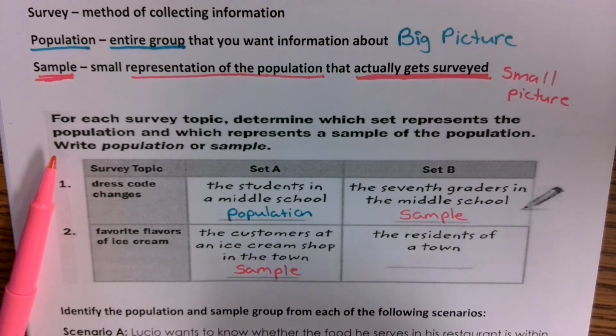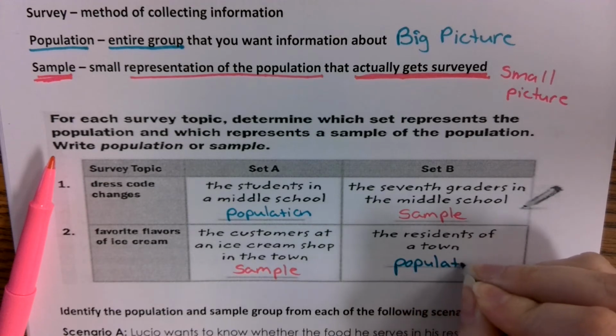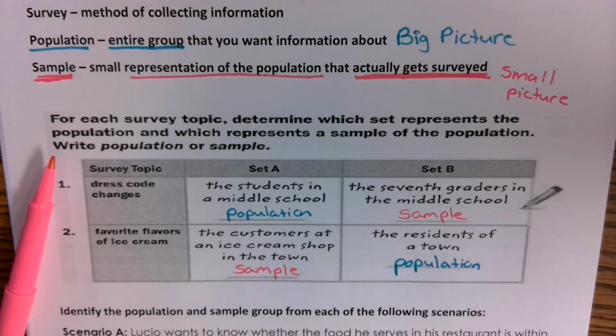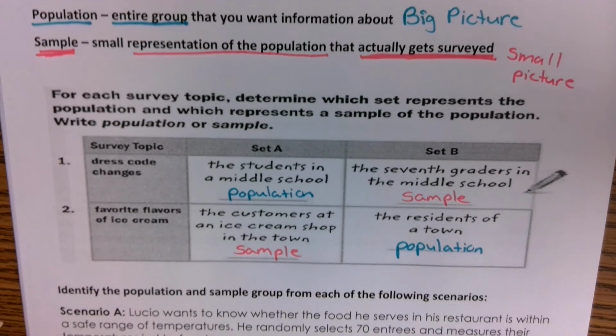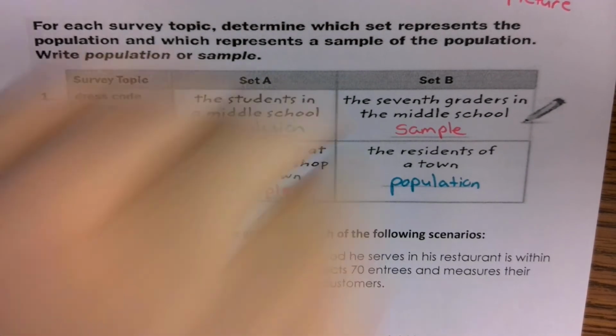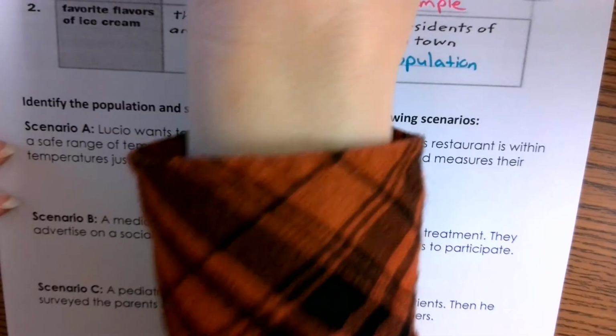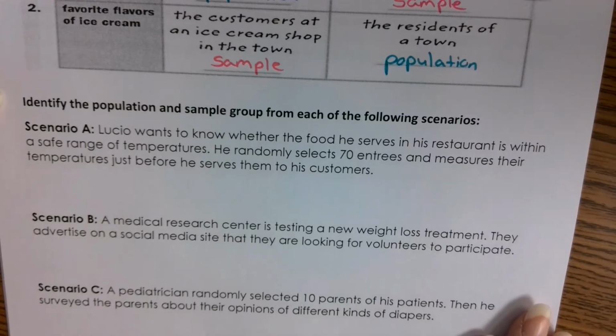The residents of the town, those are the people who live in the town. Not every single person who lives in the town can fit inside of the ice cream shop all at once, can they? Okay, so sample would be the customers at the ice cream shop, residents of the town is the population. These are very simple concepts of population and sample. They're not always going to be this simple though. Sometimes you're going to have to infer what the population would be based off of the sample that they're giving to you.